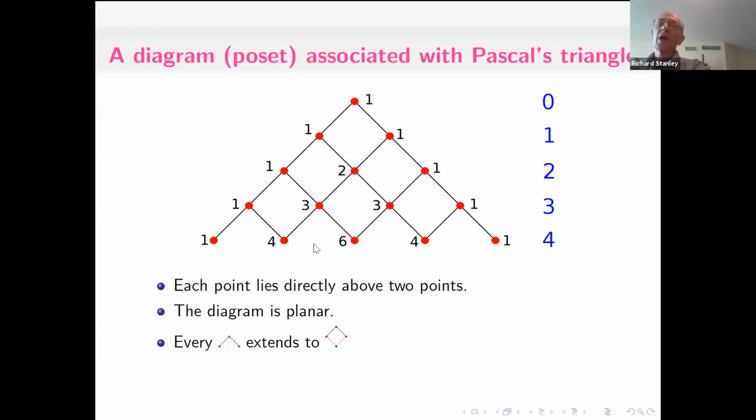And every time you see one of these lambdas, a point covered by 2 points, it extends to a diamond. So these properties characterize this poset, which is just a direct product of chains, 2 copies of the non-negative integers.